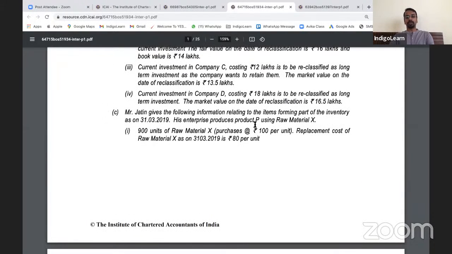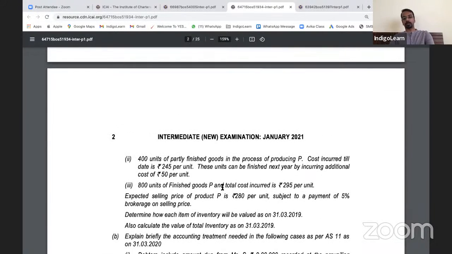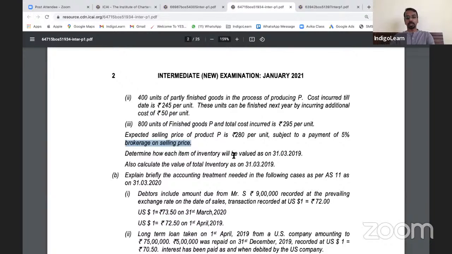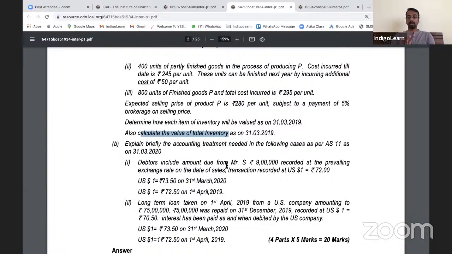See, it gives the following information of inventory: replacement cost, purchase price is given, finished goods is produced. These units can be finished by incurring additional cost. So that will help you to calculate the net realizable value. Expected selling price is 280, subject to a payment of 5% brokerage on selling price. Brokerage on selling price you will reduce. Then determine how you will calculate the inventory and calculate the value of inventory. Same concept, similar to what we have done. Same way it is asked in the examination. So this is the single concept which is tested again and again from Accounting Standard 2.